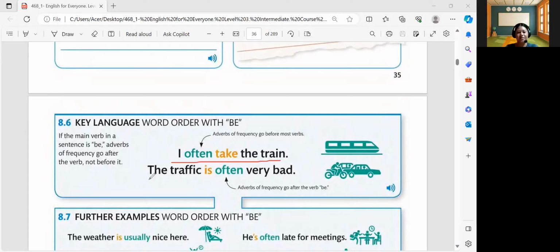So another example here. Please read. The weather is usually nice here. Okay, the weather is usually nice here. The second example. I'm always tired in the morning. How about this one?